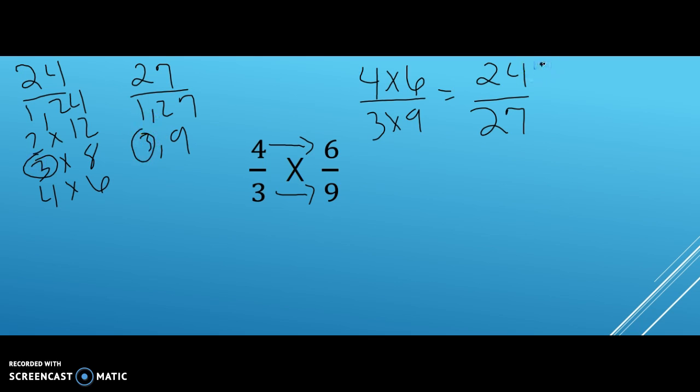So next, divide top and bottom by 3. 24 divided by 3 is 8. 27 divided by 3 is 9. The only factors for 9 are 1 and 9, and 9 is not a factor of 8. So therefore, 8 over 9 is my simplest form.